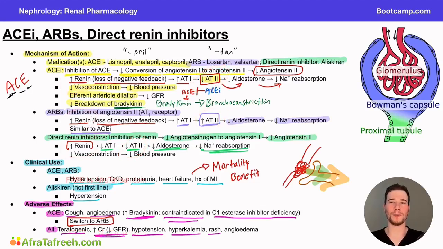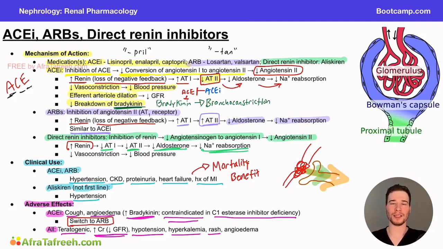So just in quick summary to wrap up this video, we talked about ACE inhibitors, angiotensin receptor blockers, and direct renin inhibitors. All of them have a similar effect of decreasing aldosterone and sodium reabsorption, but the way they do it is important. So we've talked about the mechanism extensively here, but again, being able to compare and contrast is very important for test day. Thinking about clinical uses here, hypertension makes sense, CKD, proteinuria because of its nephroprotective effects, and for heart failure and history of MI because these medications have been shown to have a mortality benefit.